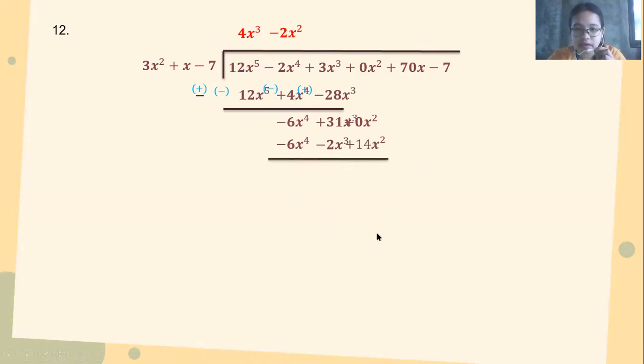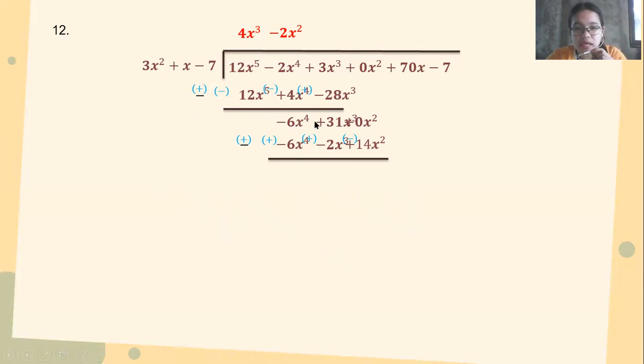Next, let's subtract and change the sign of the subtrahend. Negative 6x raised to 4 will become positive 6x raised to 4. Negative 2x cubed will become positive 2x cubed. Positive 14x squared will become negative 14x squared. And change the sign of the operation sign.